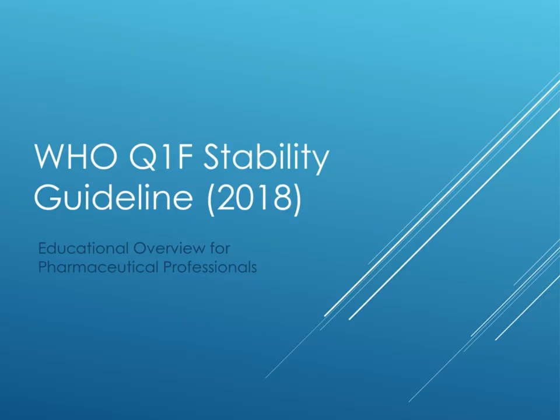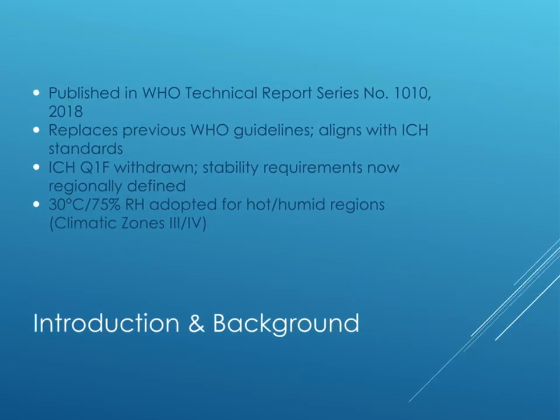Whether you're in QA, RA, manufacturing, or validation, understanding this guideline is vital for ensuring compliance and maintaining patient safety across markets. Let's begin with a bit of background. In 2009, WHO issued stability guidance aligned with ICH Q1F, covering climatic zones 3 and 4. These zones include many countries in Africa, Asia, and Latin America where heat and humidity are high.